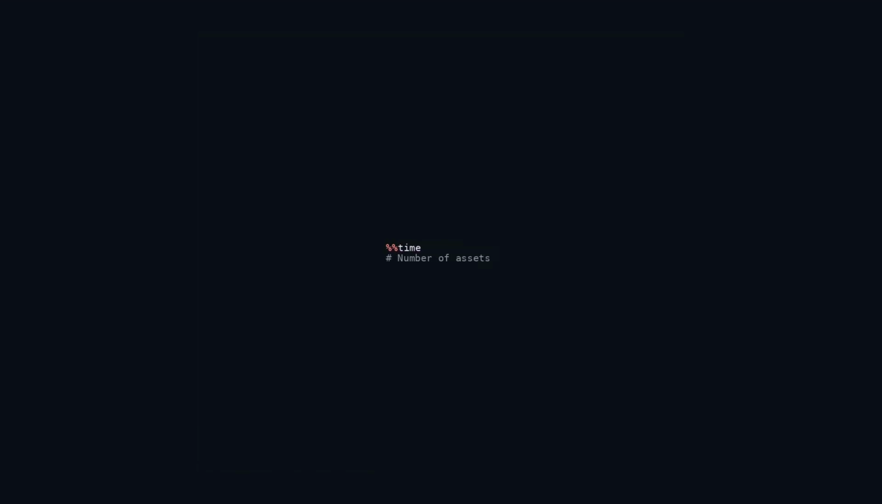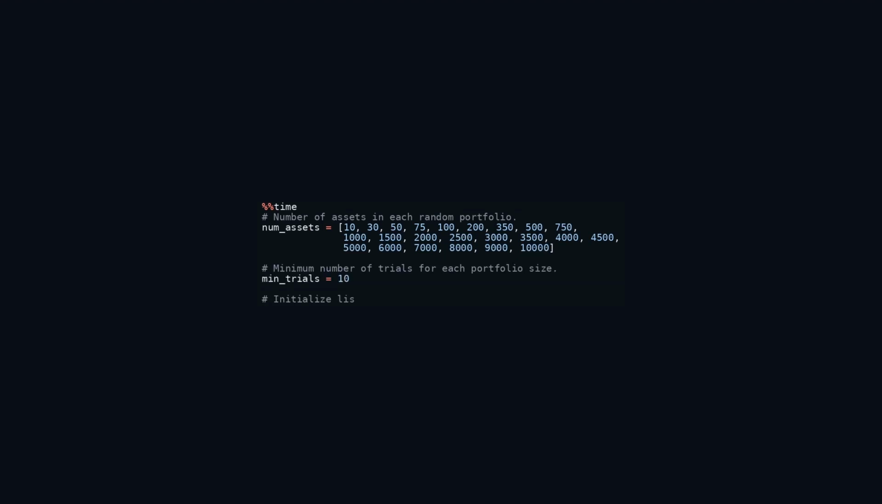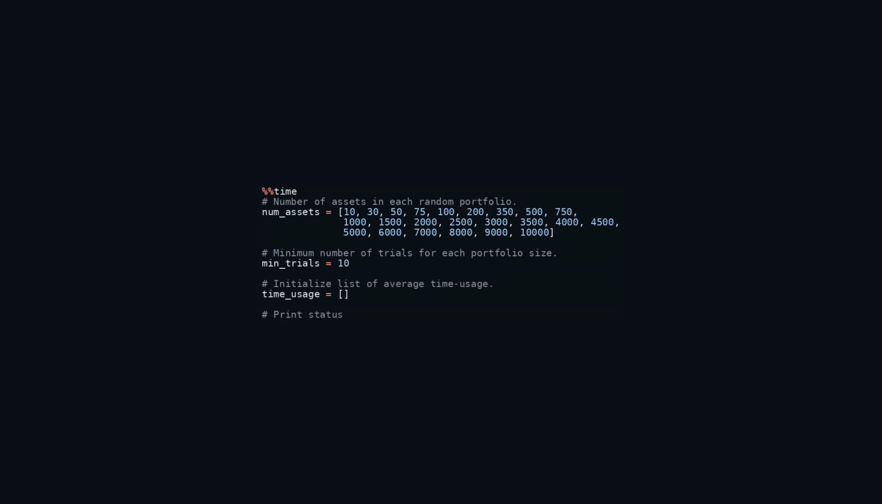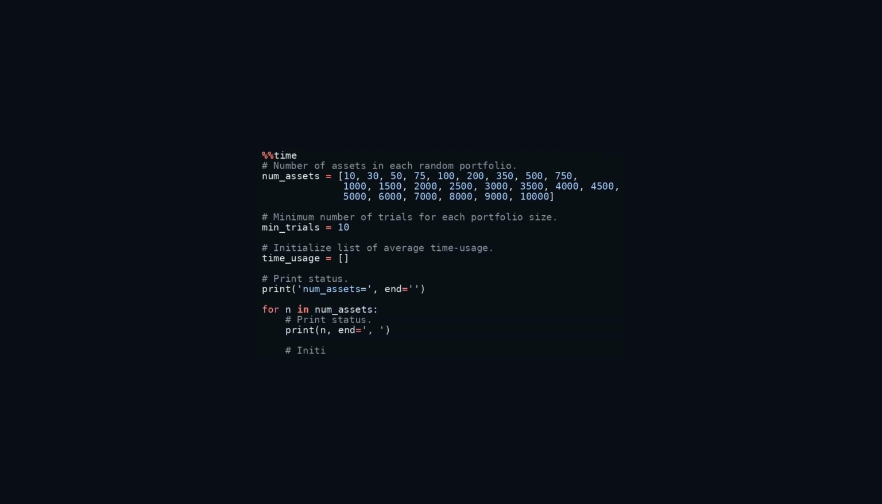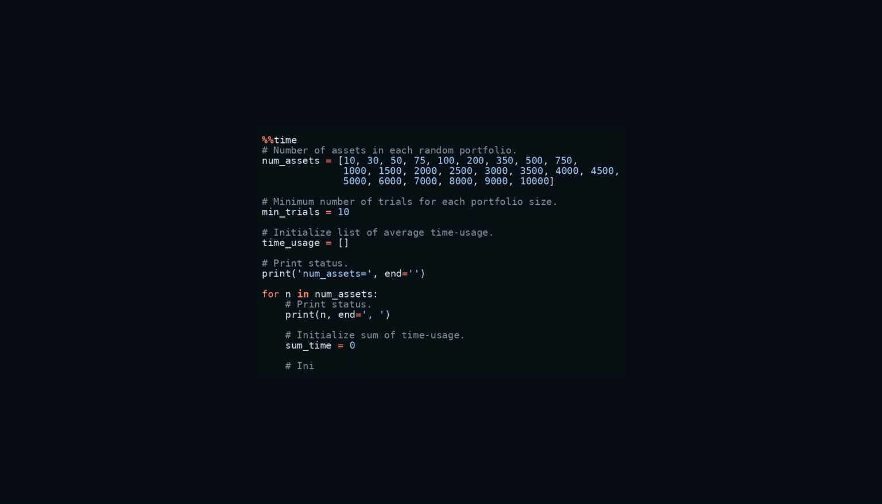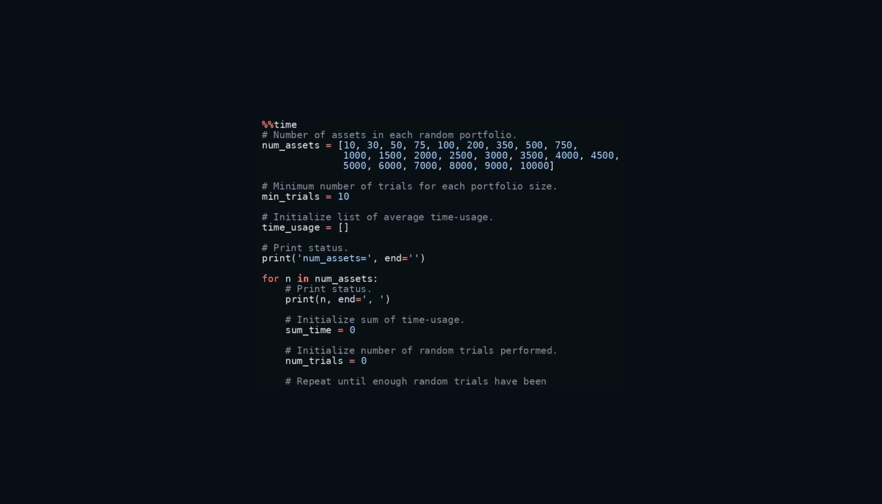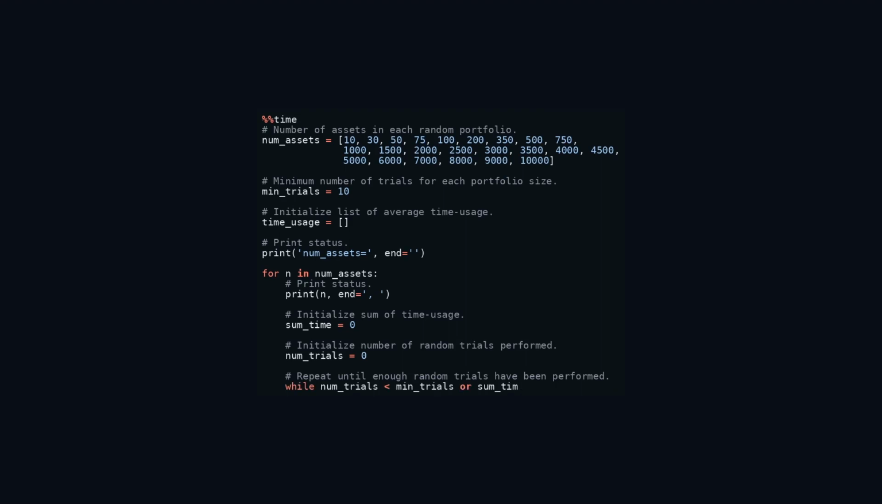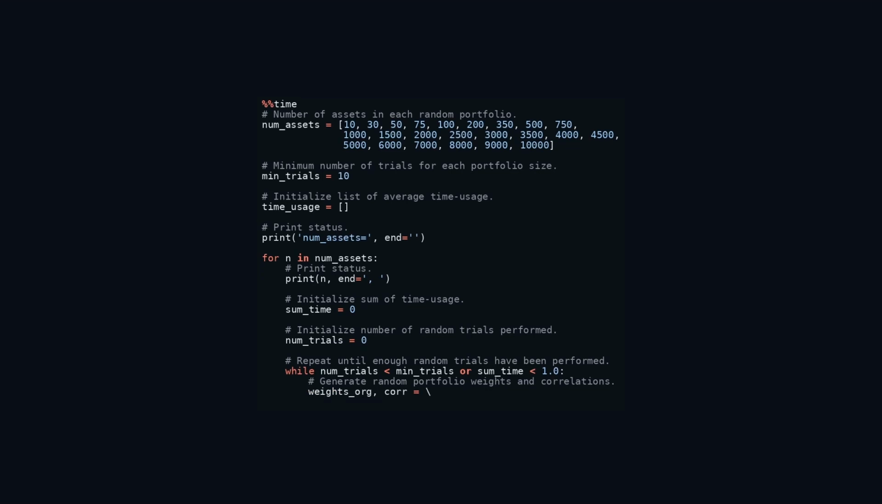The provided code snippet evaluates the average time required to execute a diversification algorithm across random portfolios of varying sizes. Initially, it defines a list named numAssets, which specifies the number of assets in each portfolio. To ensure accuracy, a minimum number of trials, denoted as mintrials, is established for each portfolio size. An empty list, timeUsage, is set up to record the average execution time of the diversification algorithm for each portfolio size. The code then iterates through each size in the numAssets list.